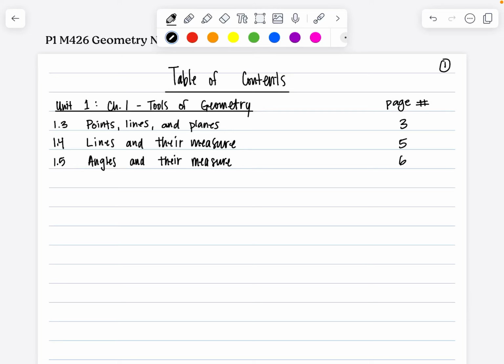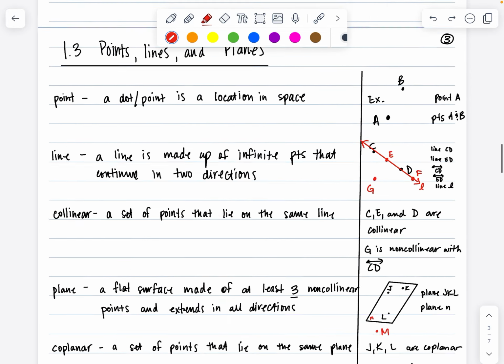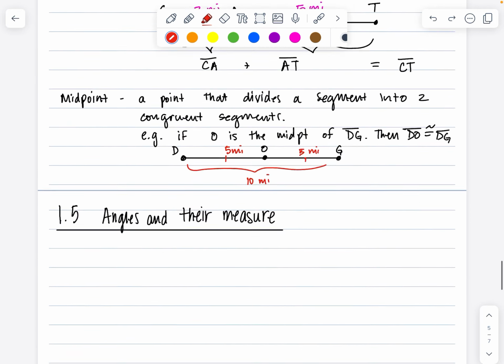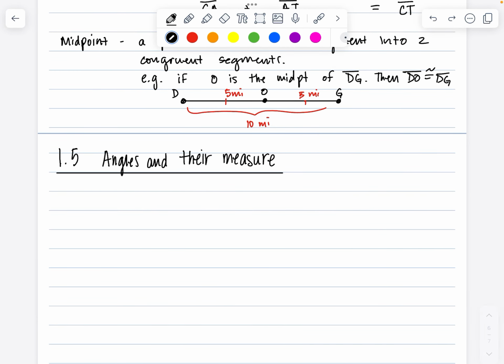Hello and welcome to our next section in geometry, 1.5 angles and their measure. This is going to be on my page 6 if you want to pause the video really quick, get this down, as well as the title on the actual my page 6. So I actually need to write that in really quick. And let's get started. Ray is a new term.